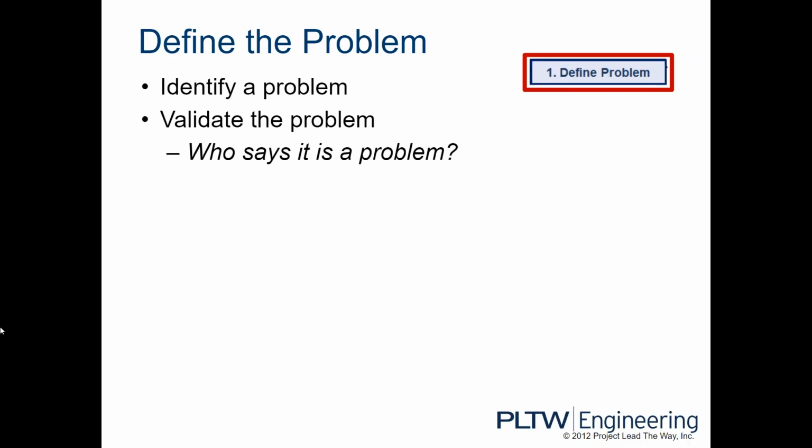Right, so starting off with the very first step there, defining a problem, just taking a look at what are some of the action steps you would want to do when engaging in this. And so initially you want to identify what is a problem. And when doing that, you have to ask yourself, who says it's a problem? You have to validate it, right?